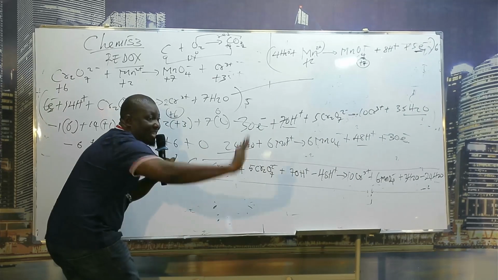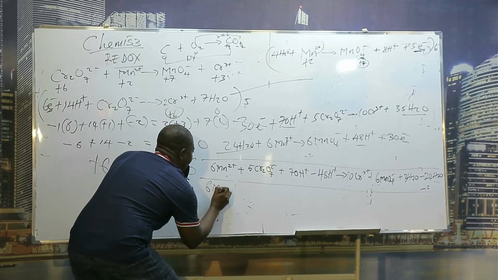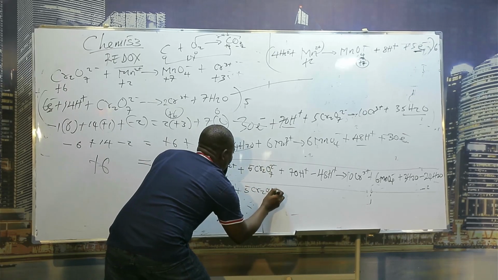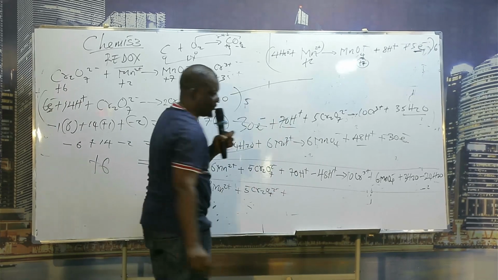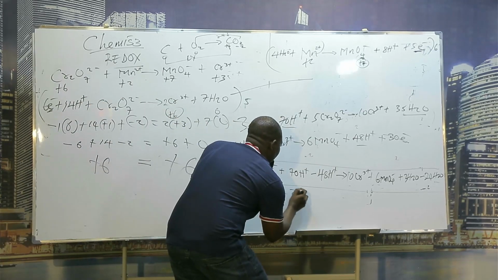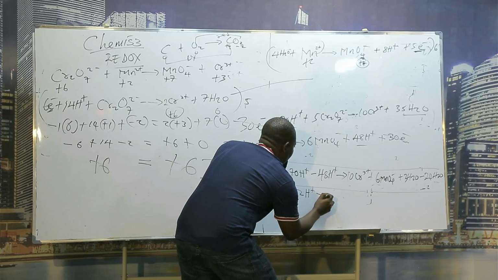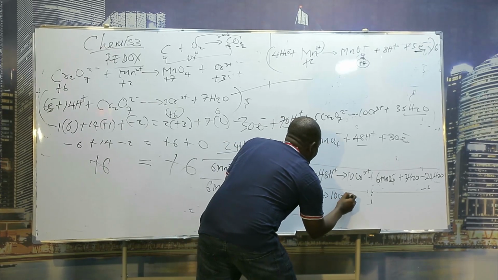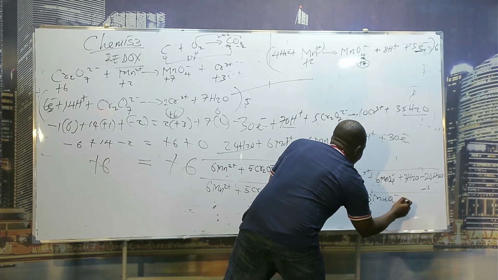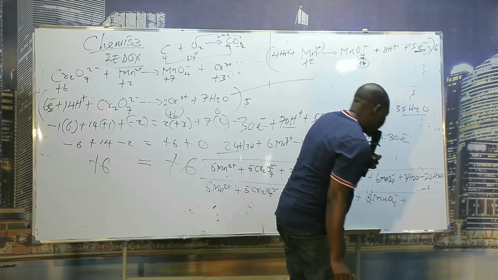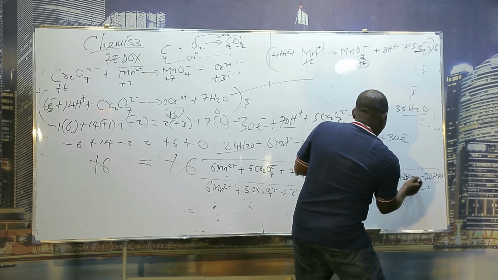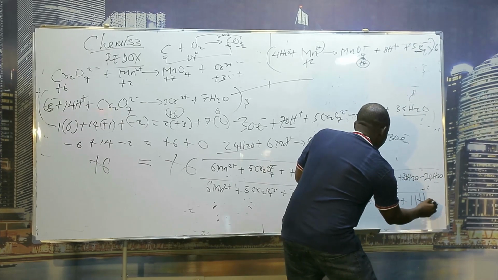Summarily, we have what? This final answer. 6Mn2 plus, plus 5Cr2O7 2 minus, plus 70 minus 48, so 22 H plus, equals 10Cr3 plus, plus 6MnO4 minus, plus 11 H2O.